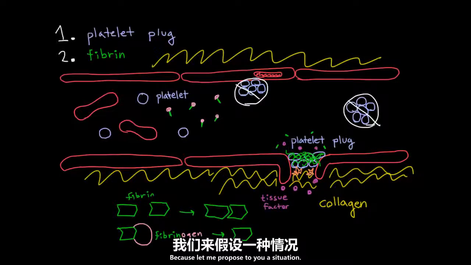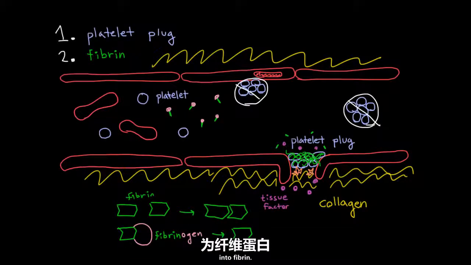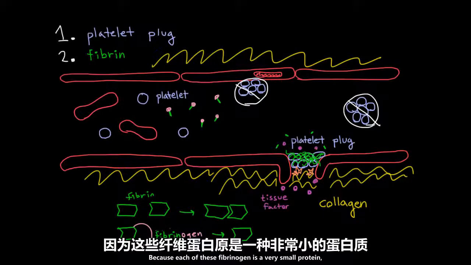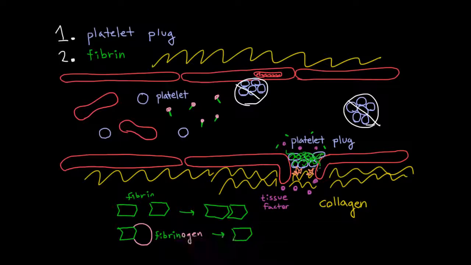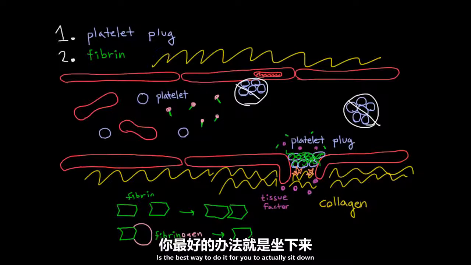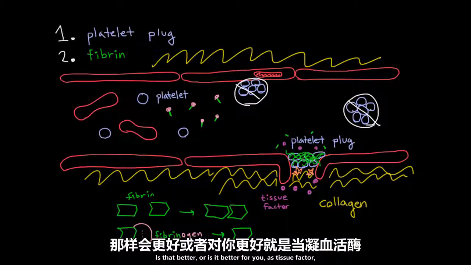Because let me propose to you a situation. Let's say you have to turn 1,000,000 fibrinogen into fibrin. Because each of these fibrinogen is a very small protein, so we need about 1,000,000 of them to make up this clot. So you are tissue factor, and you want to turn 1,000,000 fibrinogen into fibrin. Is the best way to do it for you to actually sit down and chop off this piece off of all these fibrinogen, one by one? That would take you a long time.